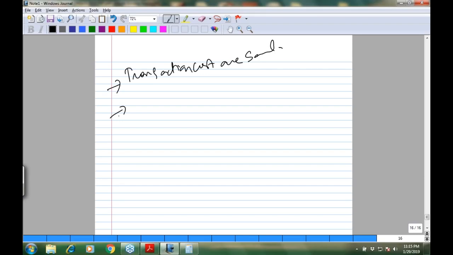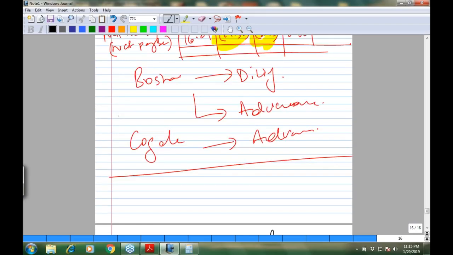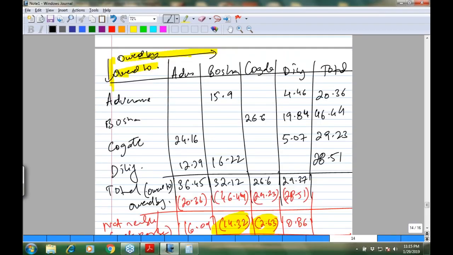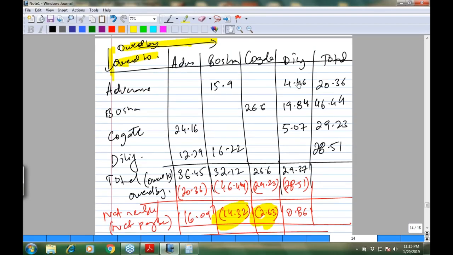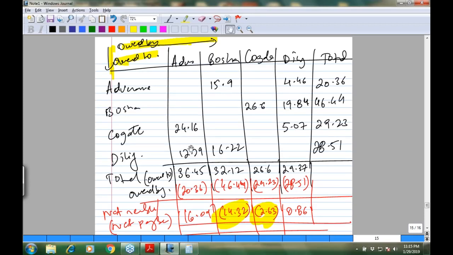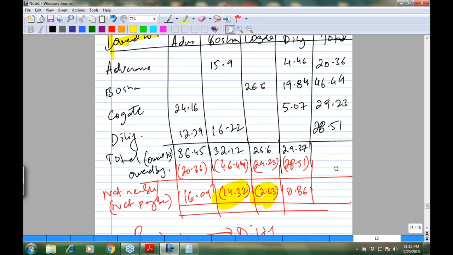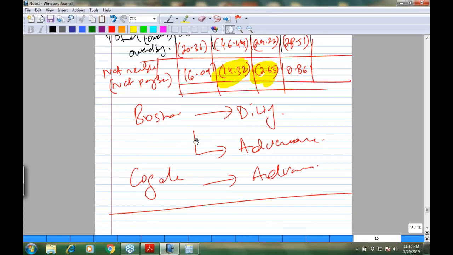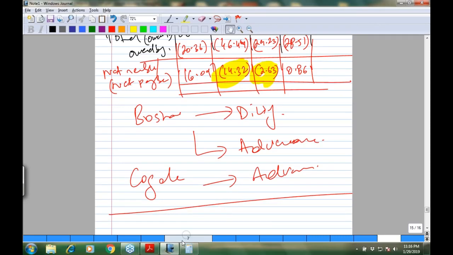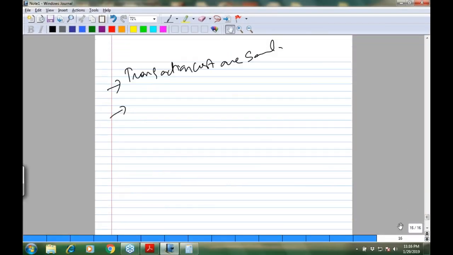The number of transactions reduce. If you look at this, a total of 1, 2, 3, 4, 5, 6, 7, 8 transactions would have taken place. But over here, only 3 transactions would take place. What are going to be those 3 transactions? Bosha would make payment to Dilling, Bosha would make payment to Edverine, and Colgate would make payment to Edverine. So the advantage is that the transaction costs are saved because the number of transactions reduce.